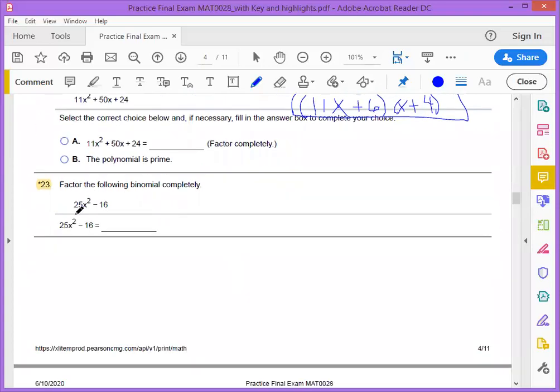Now let's look at number 23. We're factoring again, but we notice only two terms, and they're perfect squares. This is 5x squared. 5 times 5 gives us 25, and of course, x times x gives us x squared. And 16 is a perfect square because 4 times 4 gives us 16. So we factor this special difference of perfect squares as adding the two factors and then subtracting the two factors. So 5x plus 4 and 5x minus 4. That's our answer.